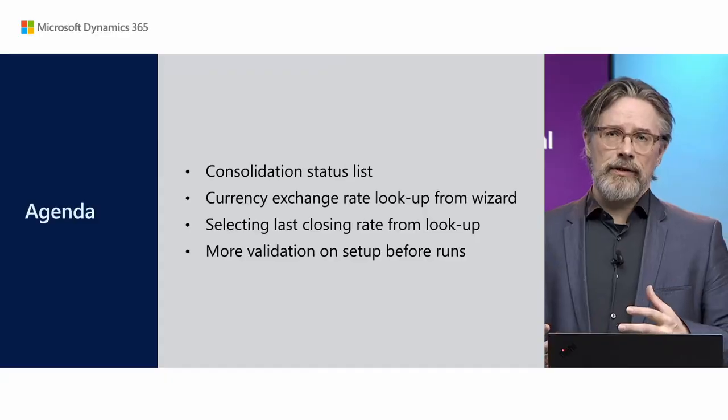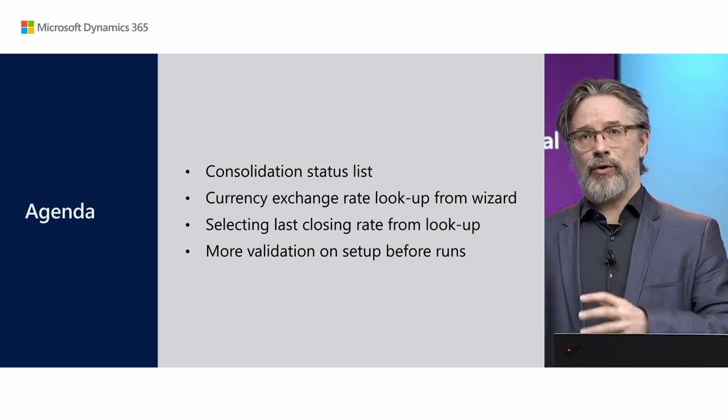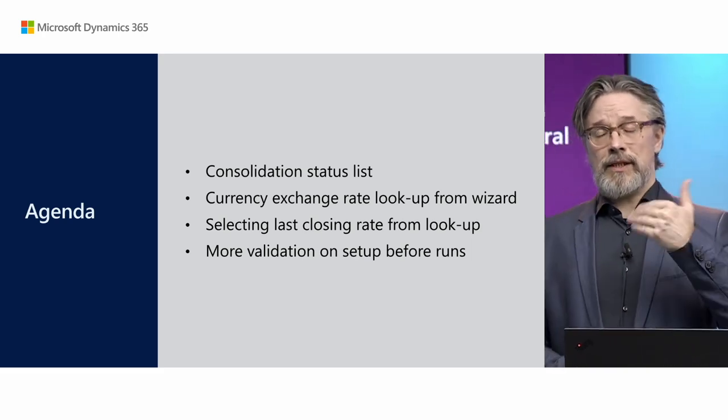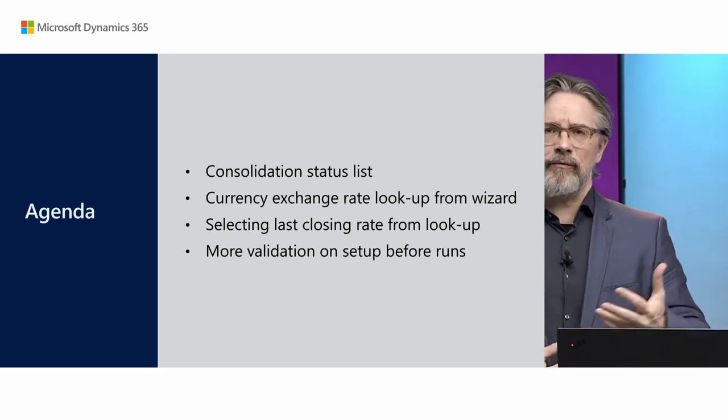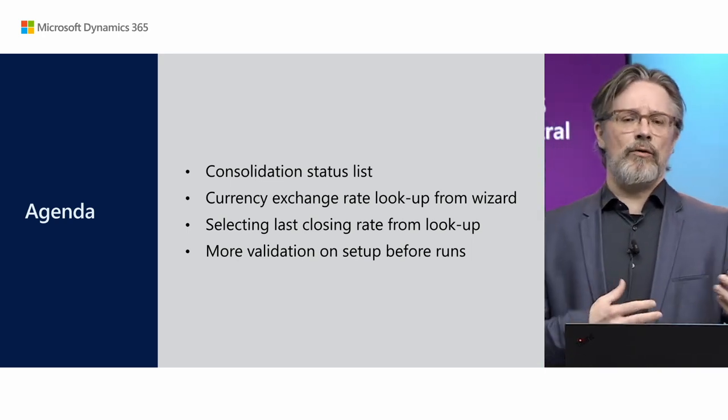Okay, thank you, Joshua. So consolidation with currencies is a lot easier in this release. You have a list of statuses from previous runs, so you can see what has been performed. You can dig into details on that. When you're doing consolidation, you can actually change the exchange rate being used while you're in the process of doing the consolidation. You'll be able to look up the rates, you can change them, and we put in some validation so you don't accidentally start running a consolidation for something you have already done consolidation for.